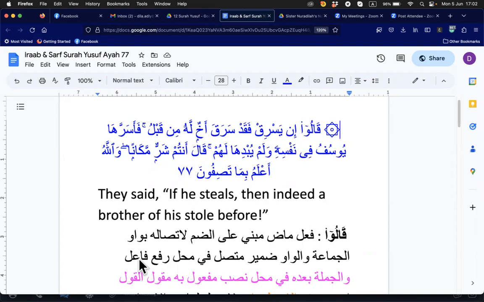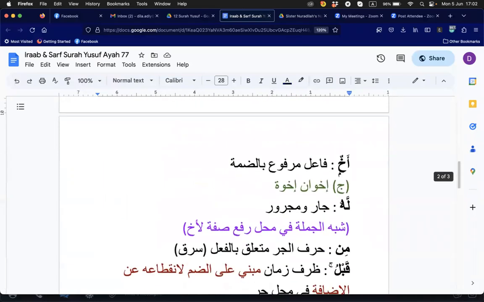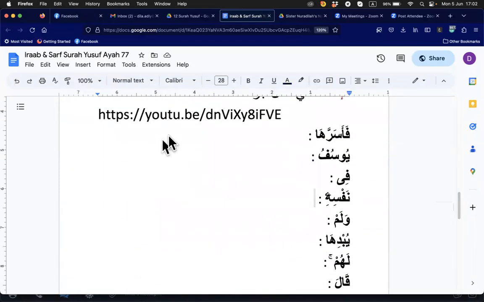Okay, we are still at ayah 77. We stop here at min qabl. They said if he steals, then indeed a brother of his stole before. So yes, Sister Zarina.